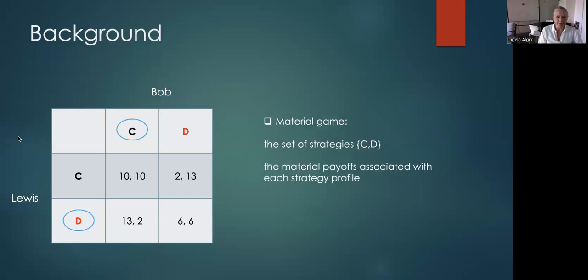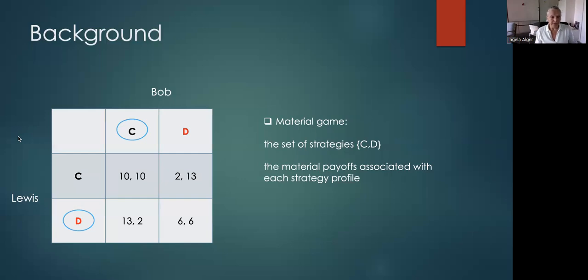Now, suppose that I let subjects in an experiment play this game, and suppose that I observe that Lewis defects, but Bob cooperates. As an economist, I would simply conclude that Lewis prefers to defect if Bob cooperates, and that Bob prefers to cooperate if Lewis defects.